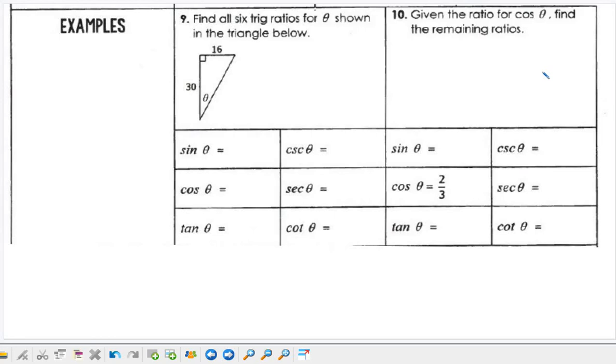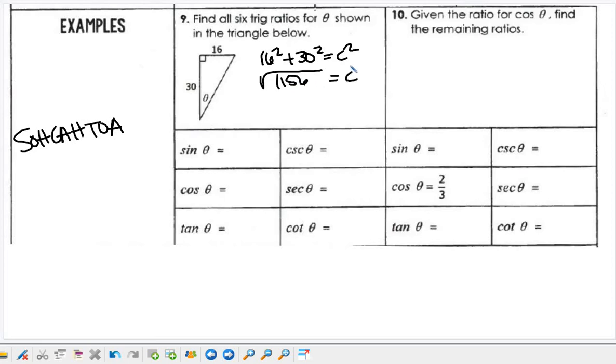So, for example, it says to find all 6 trig ratios for the theta shown in the triangle. So we look at where theta is placed, and we do SOHCAHTOA based off that. In order to complete SOHCAHTOA, I have to have the hypotenuse. We have 16 squared plus 30 squared is equal to c squared. So c is the square root of 16 squared plus 30 squared, which I'm just going to type in the calculator: 16 squared plus 30 squared is 1156.